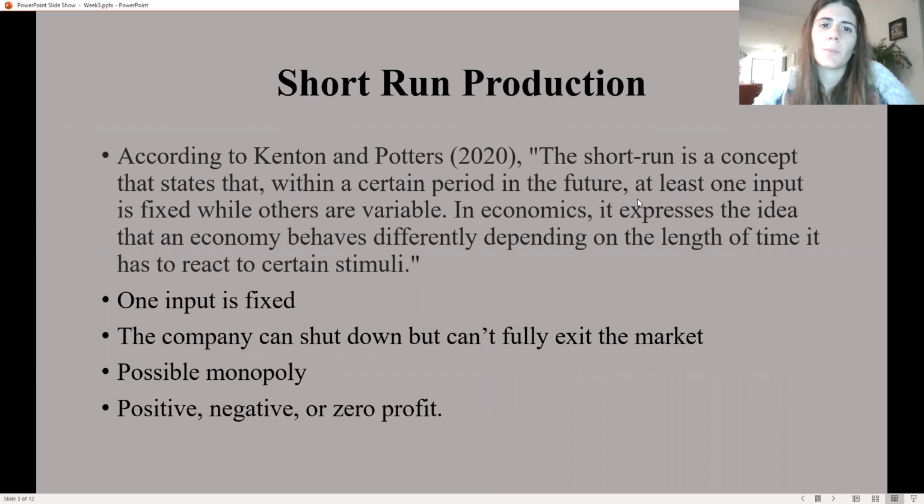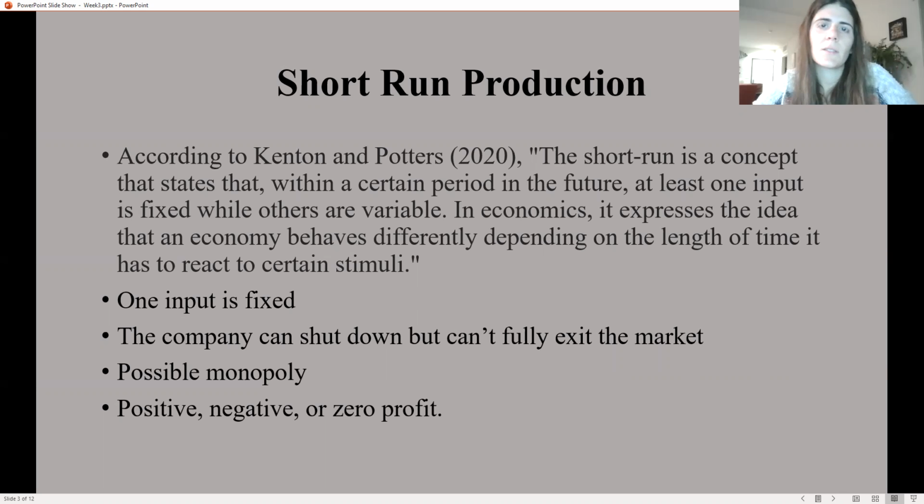According to Investopedia, the short run is a concept that states that within a certain period in the future, at least one input is fixed while others are variable. In economics, it expresses the idea that an economy behaves differently depending on the length of time that it has to react to a certain stimulus. In a short run analysis, at least one input is fixed. That means it's hard or almost impossible to change in a short period of time.